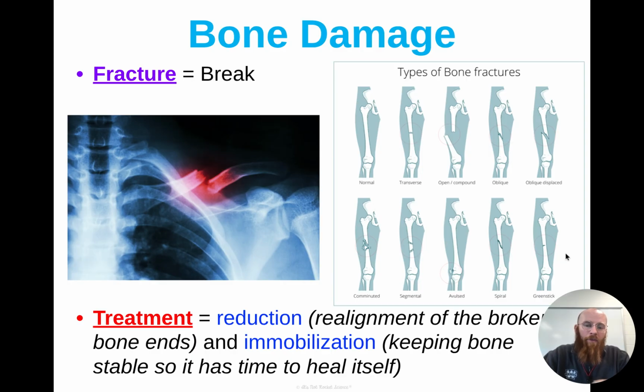And then whenever it comes to the treatment of a fracture, there's two parts to the treatment of a fracture. You have reduction, which is basically realigning whatever broken bone ends have fractured, right? So we want to make sure that we put our bone back into alignment. And then we want to immobilize that area, meaning we want to remove any sort of weight or stress from that bone. So this is basically going to keep the bone stable while the healing process is able to occur.